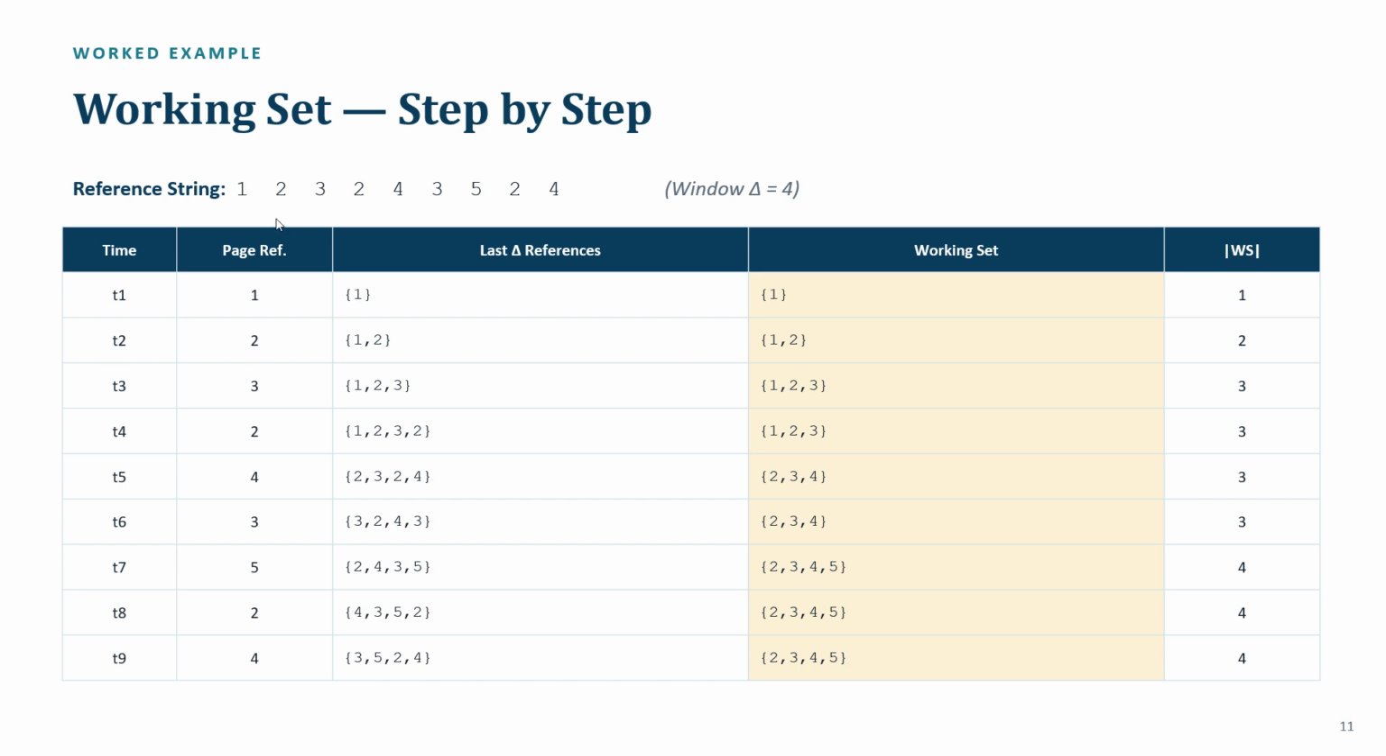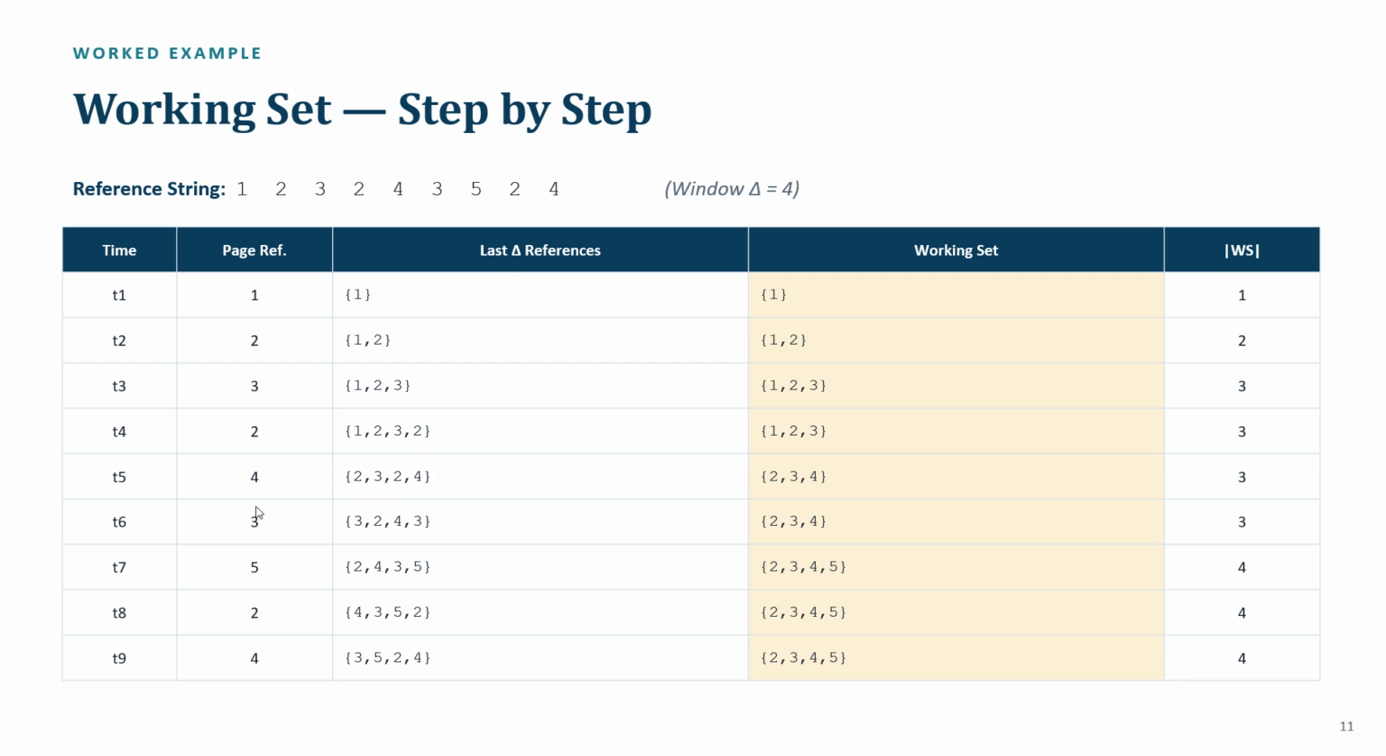At t2, we add another page and 2 is added. Now the working set is 1, 2. At t3, 3 is added and the working set becomes 1, 2, 3. Now at time t4, our window can only hold the last 4 references. At t4 we access the number 2, but since 2 repeats, the working set is still the same. As you can see, the working set is 1, 2, 3 as 2 is repeated again, and the total number of pages in our window is 4.